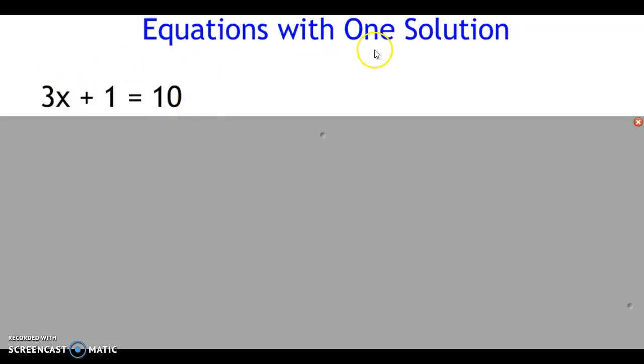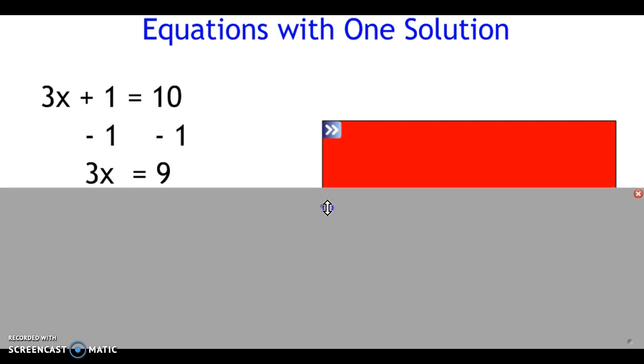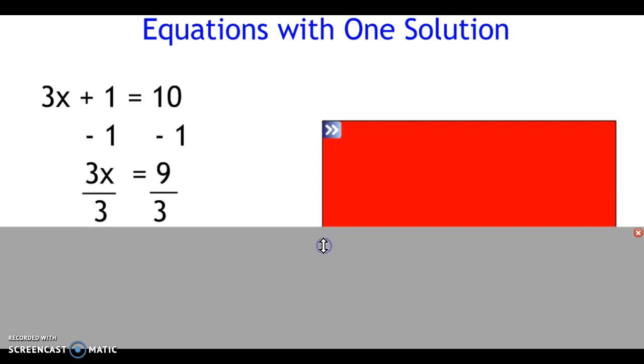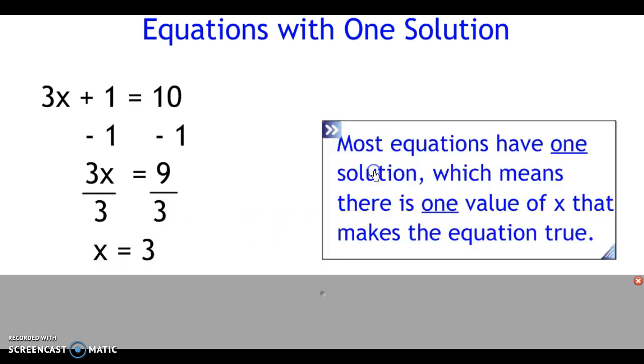Let's take a look at equations with one solution. This is the typical type of equation that you'll see. In this example, 3x plus 1 equals 10. The steps are subtract 1 from both sides, that's using additive inverse, 3x equals 9, and then we're going to divide both sides by 3, that's using the multiplicative inverse, and we get x equals 3. We can see that x equals 3 is the solution, and there's only one of them.